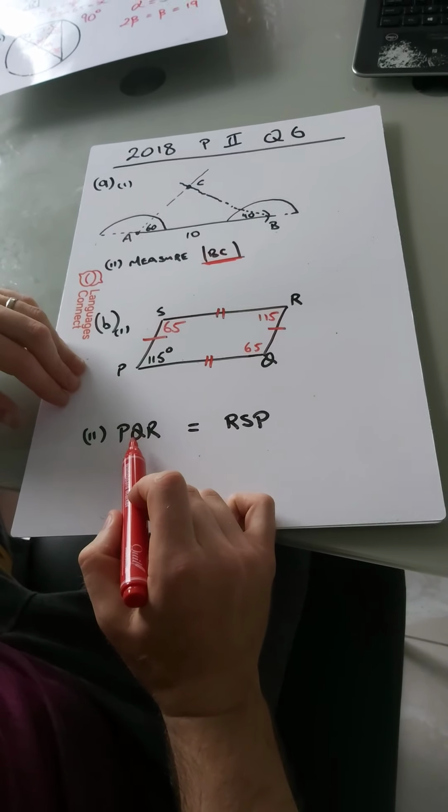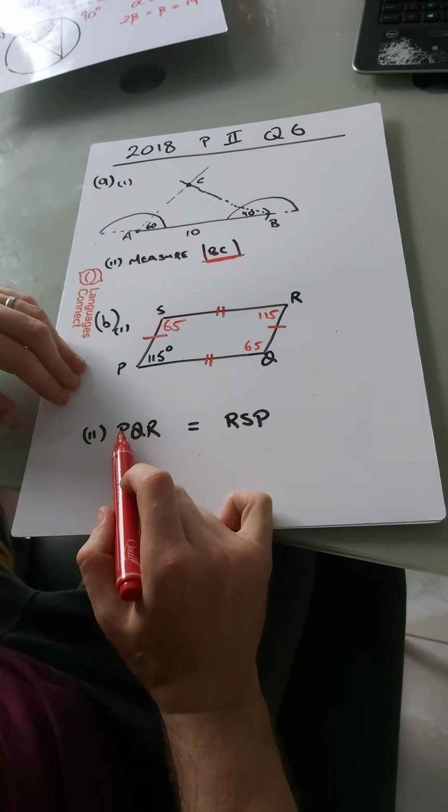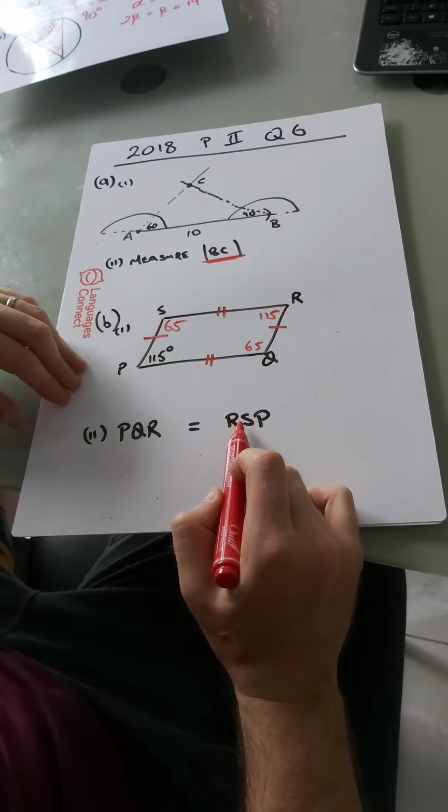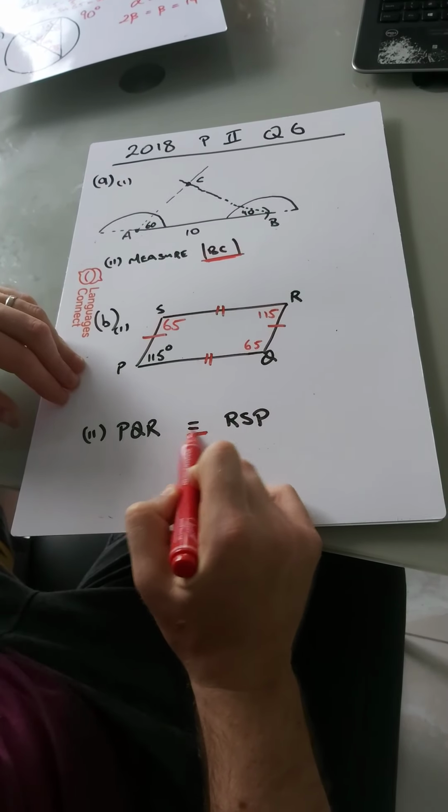Also, a key thing to remember, it asks us here to prove that PQR is congruent to RSP. That means equal, identical.